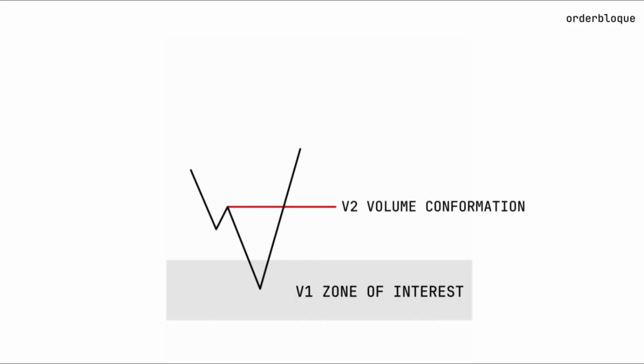Now, if we consider the zone of interest as variable 1 and volume confirmation as variable 2, the question arises, on which time frames should we observe them? The answer is somewhat subjective and depends on the time frames you personally trade. However, there is a proven template that optimally suits this task: weekly, daily, 4-hour, 1-hour, 15-minute, and 5-minute timeframes.